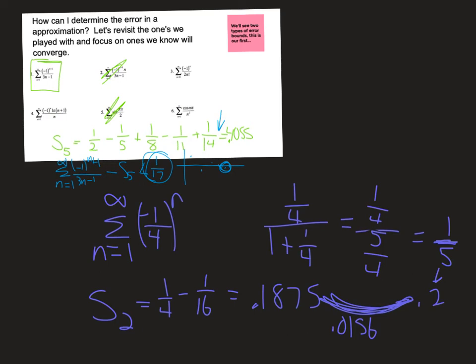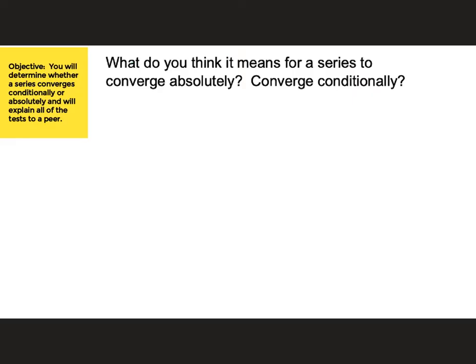The alternating series error simply has to do with how big your next term is. How big is the first term we don't pay attention to? Our error is less than that number. All right, now I really like this topic because it's really not that scary.